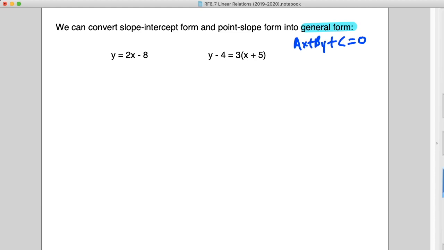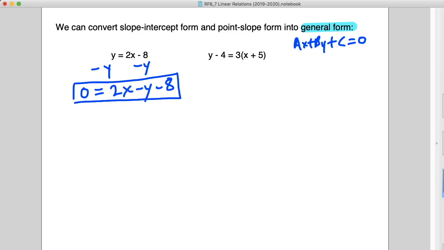So for our equation on the left side here, we've got y is equal to 2x minus 8. We notice that our x is already positive. We have a 2x on the right-hand side. So really all I need to do is subtract y from both the left and the right side. So I'm going to subtract y, and I'm going to subtract y there. So that means on the left side, I'm left with a 0, and I have 2x minus y minus 8 on the right-hand side. So there is my general form that I just converted into.